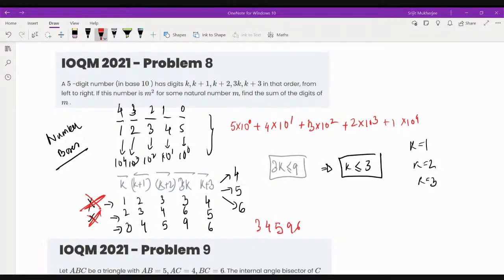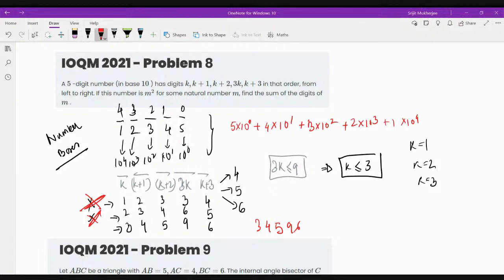Okay, yeah. So why is k less than or equal to 3? It means that each digit can be at most 9, right? So therefore k is less than or equal to 3, because 3k must be less than or equal to 9, so k must be less than or equal to 3. I hope you understand this. Yeah, so that's the essential idea.